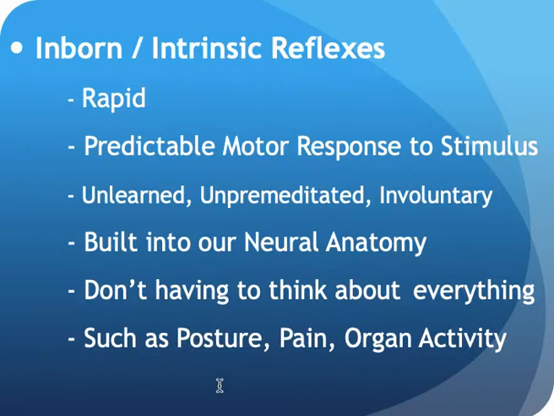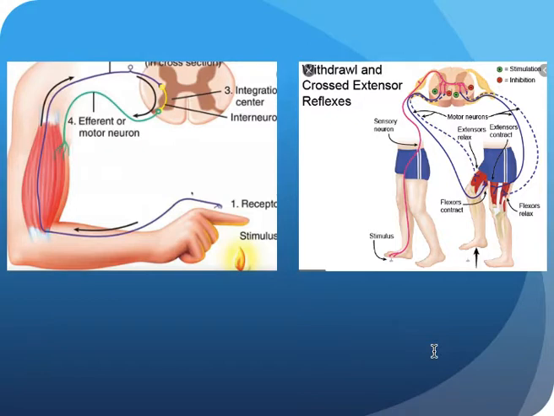These are all our responses to maintaining our posture, pain, and organ activity. Again, intrinsic and involuntary, your body just does these naturally and on its own. These are the ones we're probably most familiar with. If I touch something hot, my body is going to pull my hand away from whatever is burning me. Most commonly, you touch the stove or the iron, and you're going to fire this bicep to flex your arm, because that's going to pull your hand away.